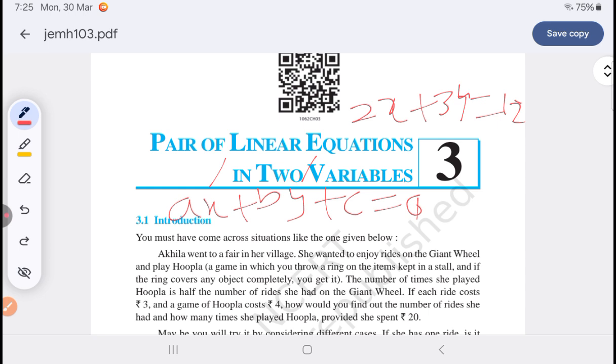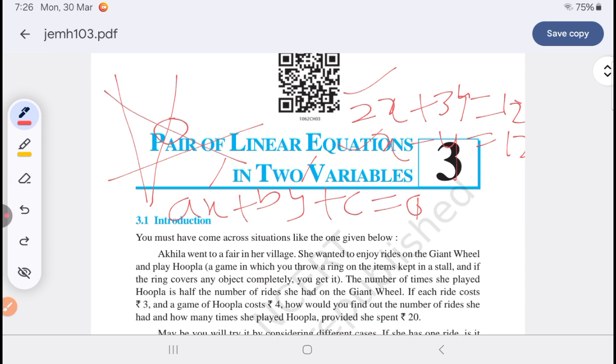When you take such equations together, they form a pair of linear equations in two variables. Now, what do these equations represent? Each equation represents a straight line. Let us say another equation y equal to minus 12. These equations represent straight lines when you draw a graph. So one line is like this, one line is like this. This point is a solution point. So a pair of equations represents two straight lines on a coordinate plane.